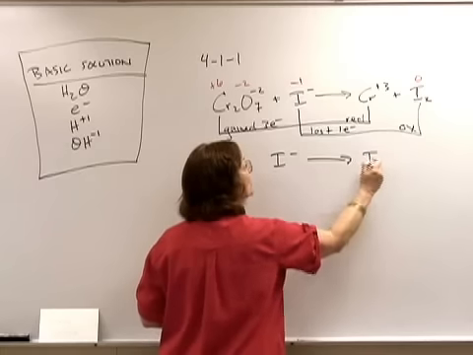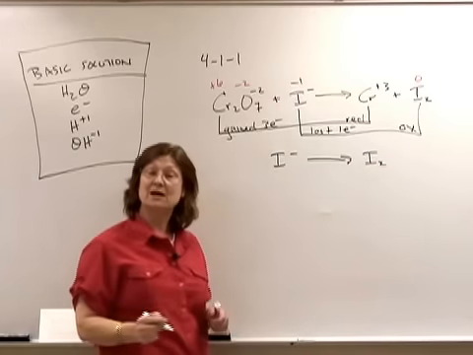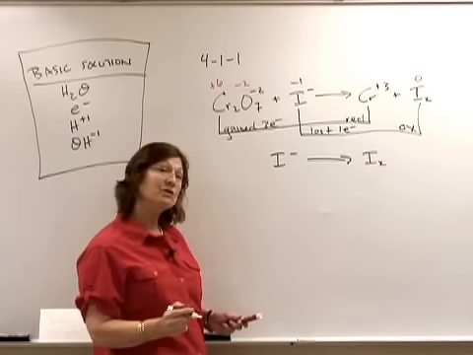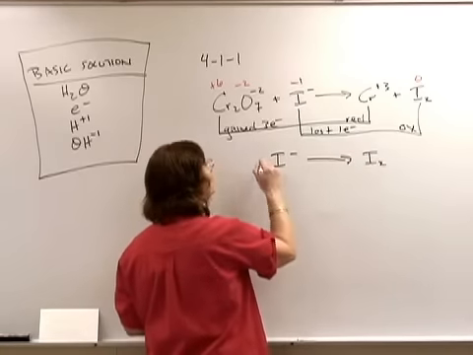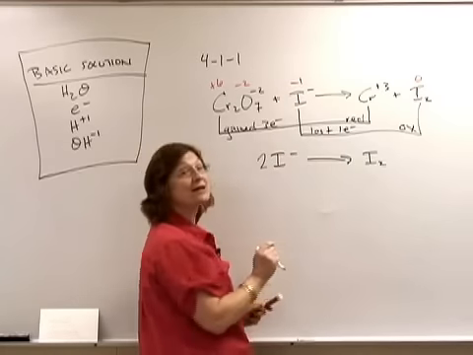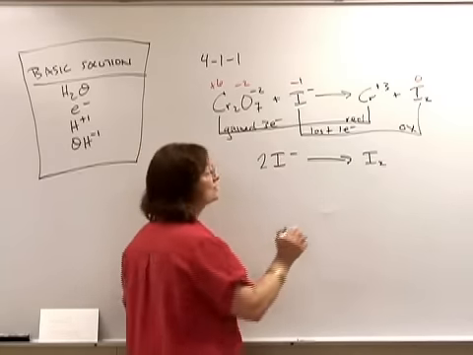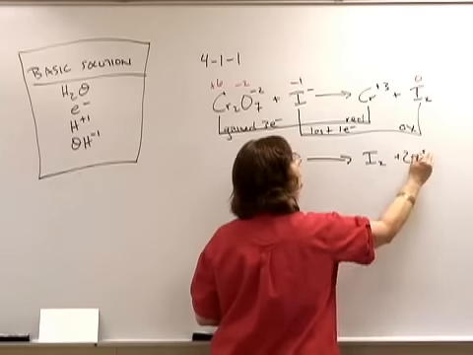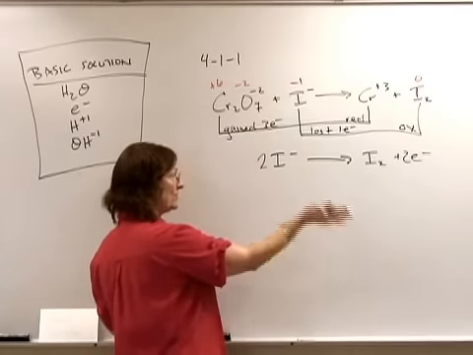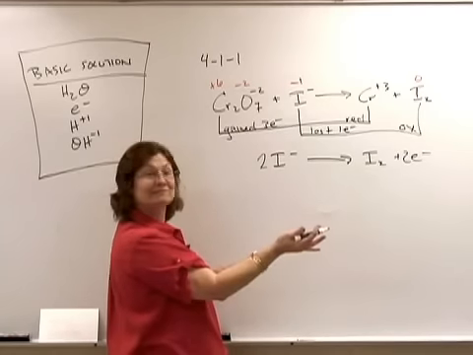So the iodide ion goes to iodine, the diatomic molecule. Now I notice that there are 2 iodines here, and therefore I must have a coefficient. And so I didn't just lose 1 electron, I lost a total of 2 electrons here, and electrons are produced. Then that one is balanced.